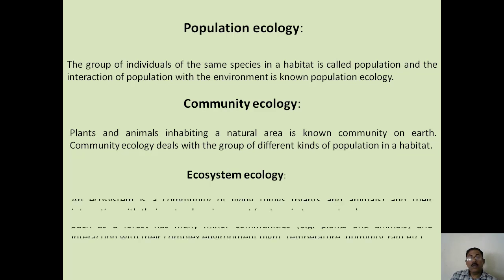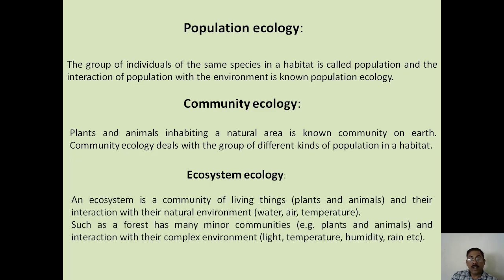And the next one is ecosystem ecology. An ecosystem is a community of living things and their interaction with their natural environment. As I have already said, an ecosystem is a group of biotic and abiotic components. The relationship between them, their interaction with the environment, the abiotic components and the biotic components, is known as ecosystem ecology.